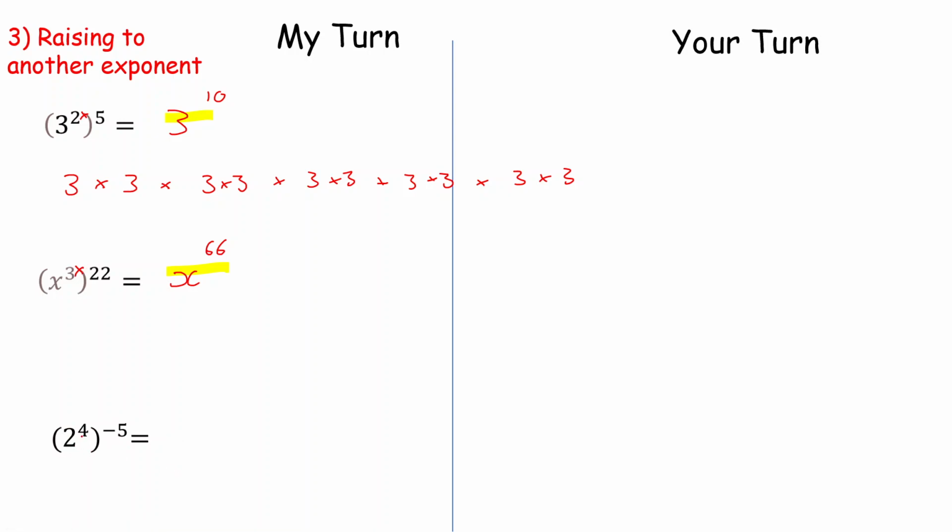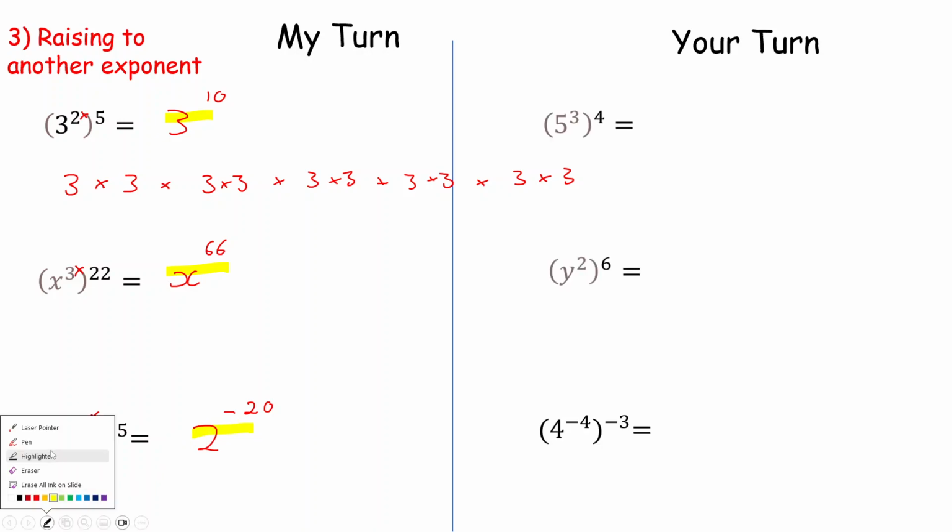Okay, again, this stuff here is just showing you the reasoning to why we multiply the powers. Similarly, the last one, you've got 2 to the 4 to the power of negative 5. Again, we just multiply those two powers together. So it's going to be 2, and you've got 4 times negative 5 is going to be negative 20. So 2 to the power of negative 20. That is your answer for this last one. Okay, so again, you can pause the video, give those 3 a go, and then we can look at the next law.